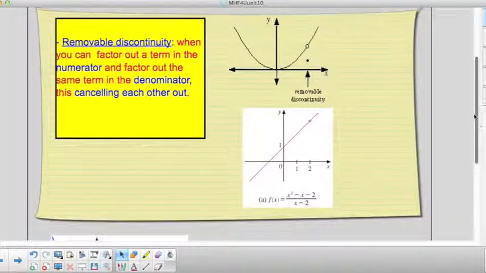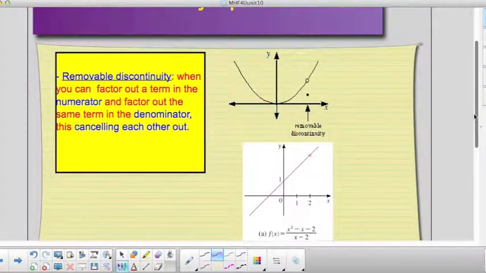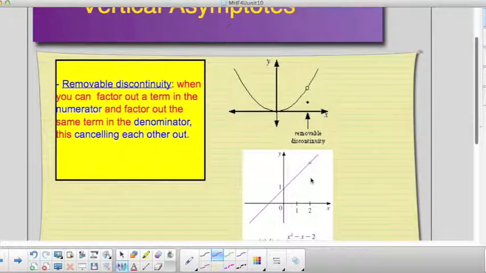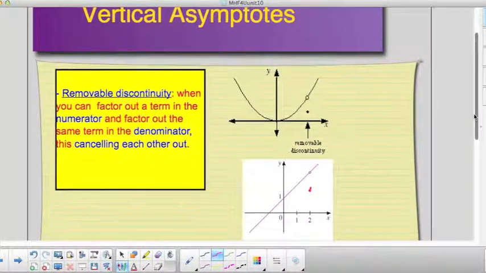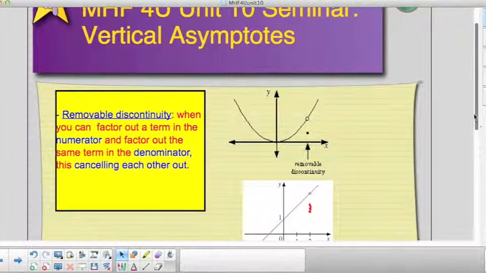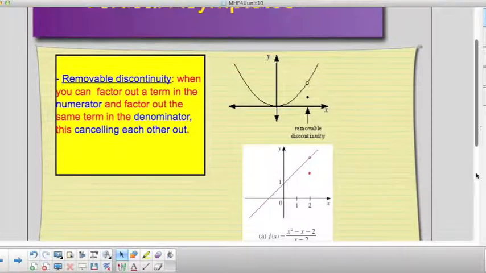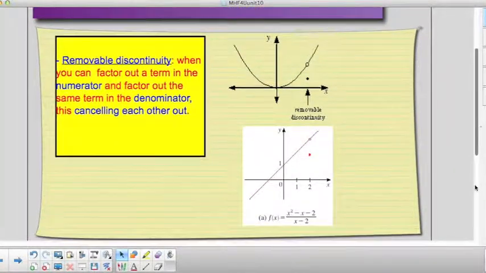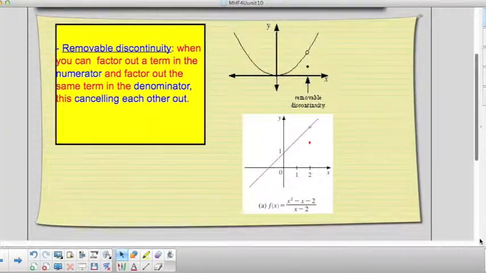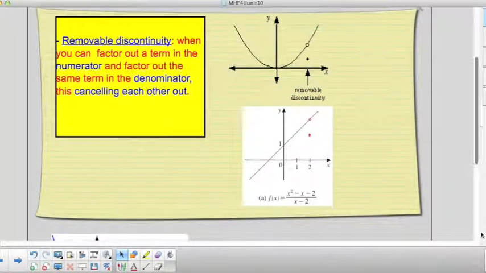So that's really what a removable discontinuity looks like. These are two examples of it. The value of the function is not going to be defined at that particular point. Now in calculus, you're going to go through these concepts as well. Do not confuse removable discontinuity with the picture that I have underneath here.